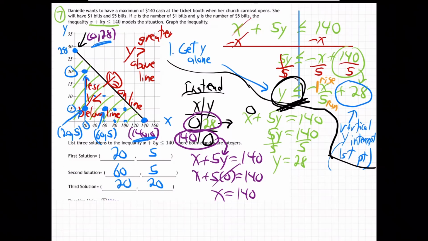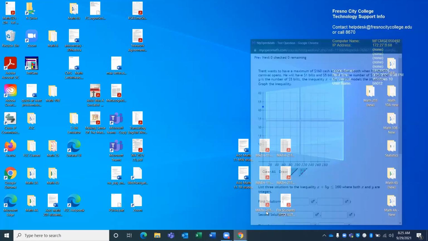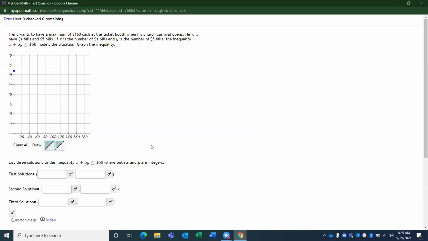Let me share my screen and show how it actually works on the problem. Here it is. You're seeing my screen. So I've got one down here. This is x plus 5y less than or equal to 160. So a little different than the one we did. If you solve for this one, you're going to get y less than or equal to 1/5 x plus 32. It's going to be a 32.